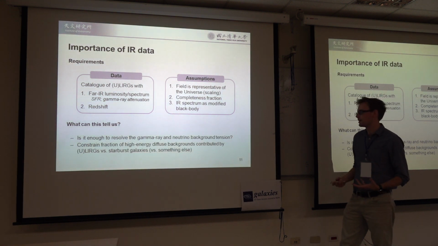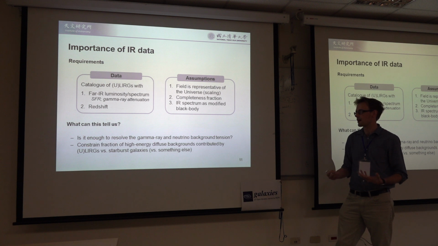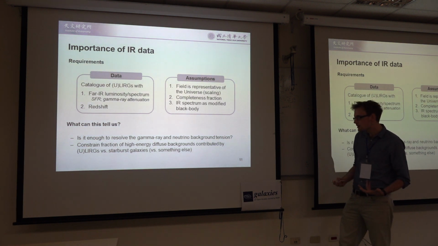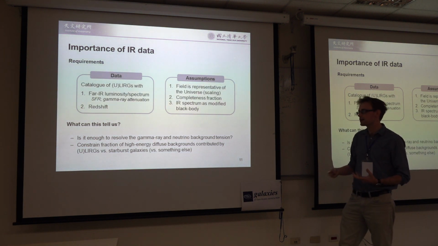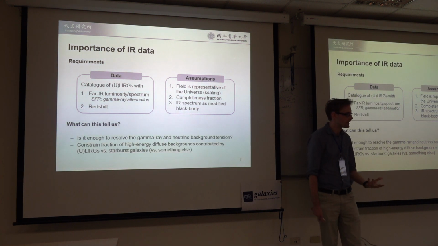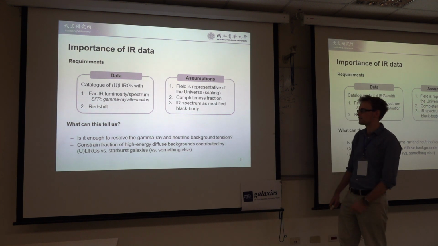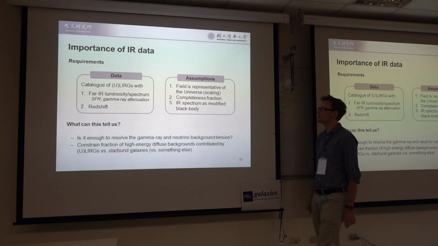Well, it could tell us whether we can resolve this background neutrino versus gamma ray tension. And even if it can't do that, it can allow us to constrain the fraction of high energy diffuse backgrounds that are contributed by luminous infrared galaxies compared to less dusty star-forming galaxies, which would be quite interesting.